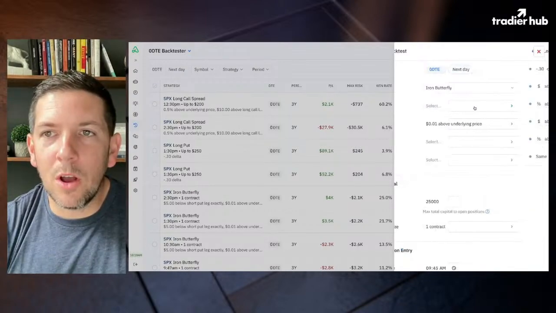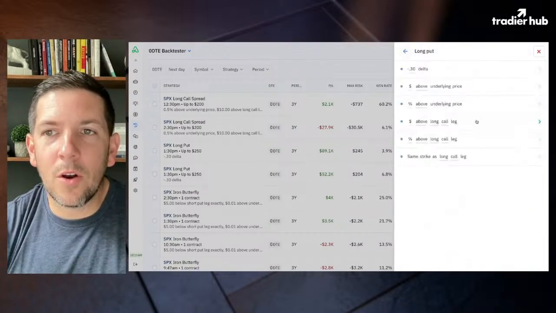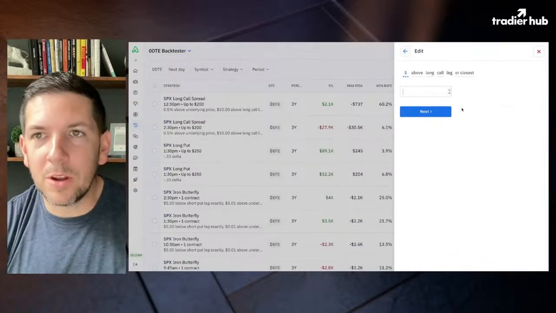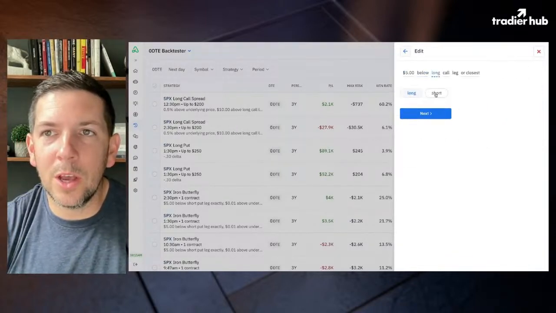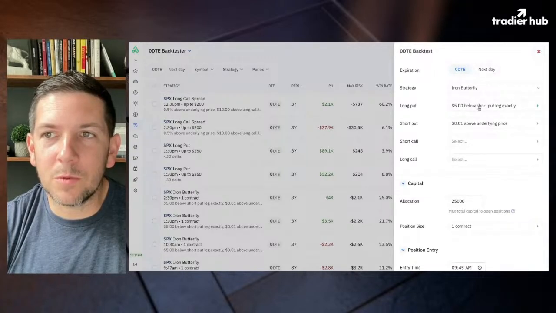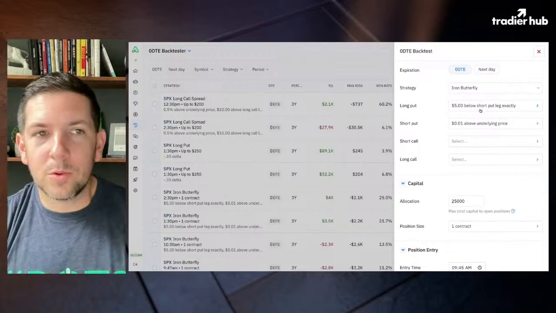And then with the long put, we'll play off of our short strike. So we'll go down to one of these recipes here, and we're going to do this one $5 below our short put leg exactly. We want to make sure that this one is $5 below our short put leg exactly.